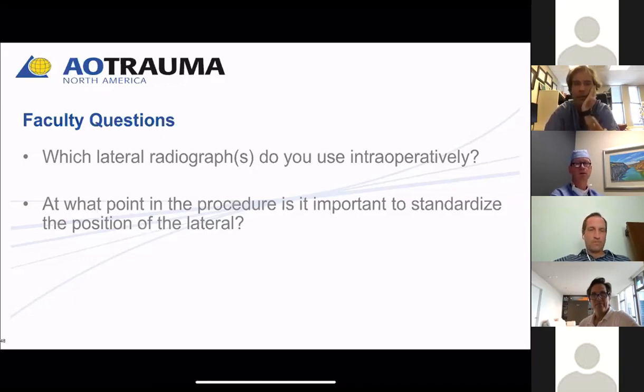So I'm curious, are you guys using the same lateral radiographs that we've talked about so far, or do you have something different that you do? And at what point do you standardize the lateral and not change from it anymore?